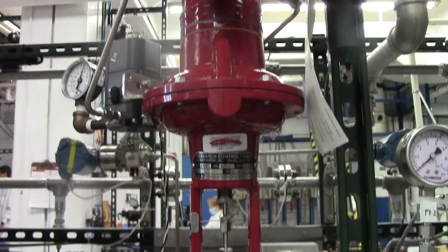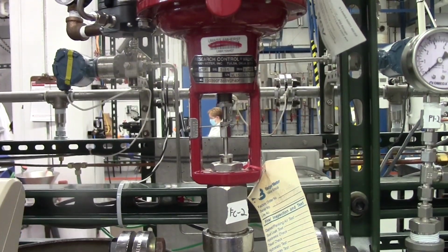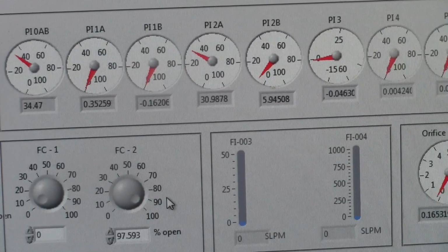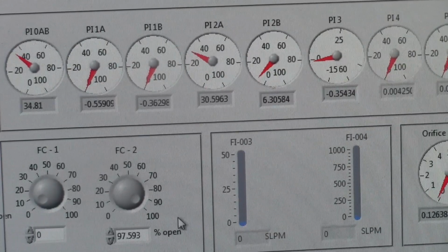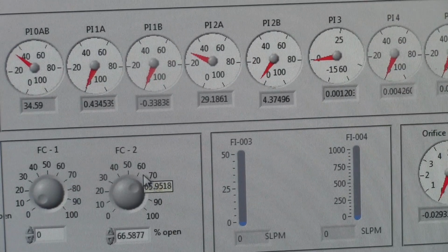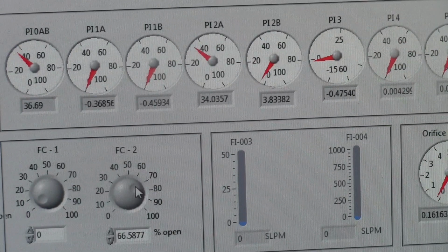The water then flows through a second valve we call the control valve. This is because the valve is controlled by the computer. Watch. As I move the valve from 100% to 50%, the valve moves.